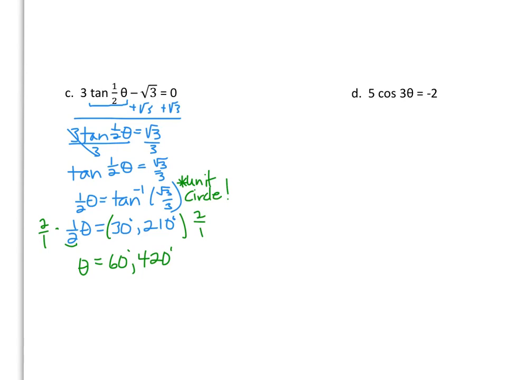However, when we look at our restrictions, remember the rule is you have to be between 0 and 360 degrees. That's our restriction in the directions. Because of that, 420 degrees goes beyond that limit. Therefore, 60 is our only solution in problem C.